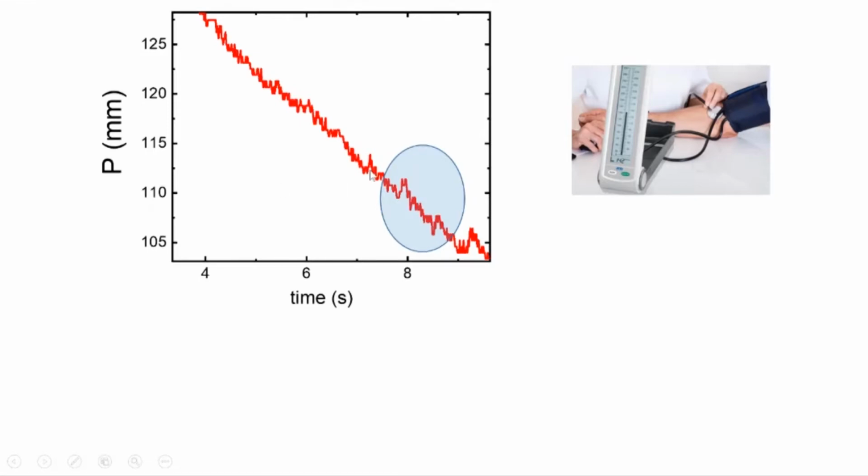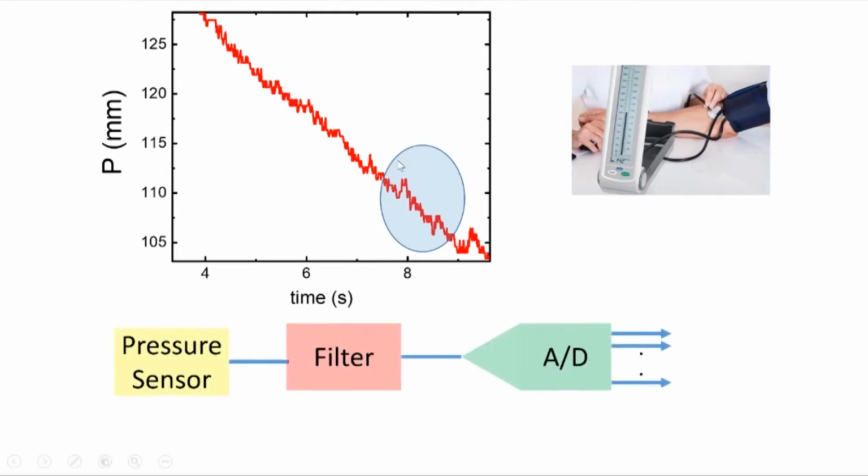But to make sense of the data, and especially in an automated manner using an algorithm, we need to clean up the signal. There is a lot of noise in it, right? So this is the signal that is coming in from the pressure sensor. So what I need to do is filter it.